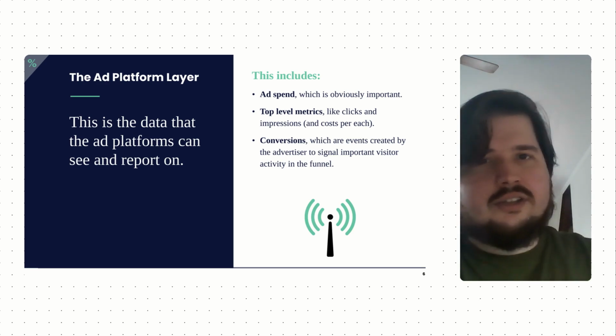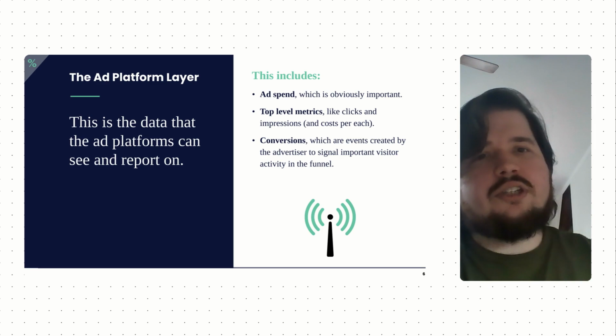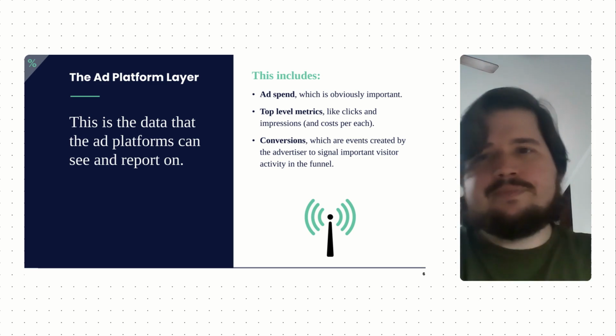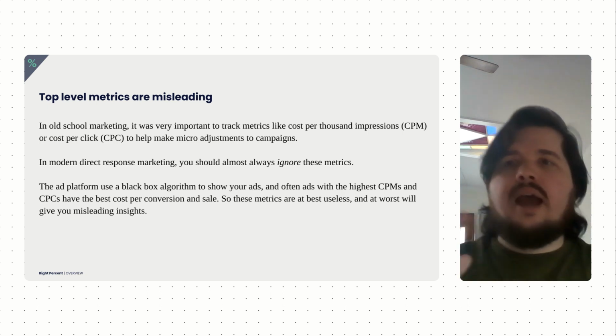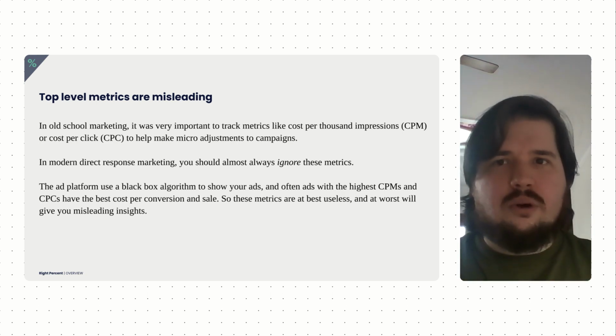Top level metrics like clicks and impressions and cost per each, and conversions. These are events created by the advertiser, that's you, to signal important visitor activity in the funnel. I want to get into what's important and what's not important from those basic exports.